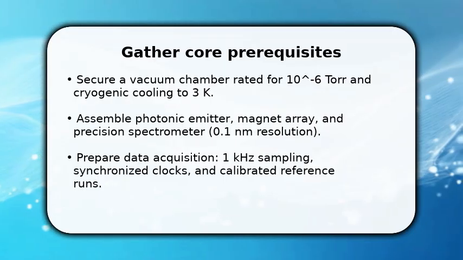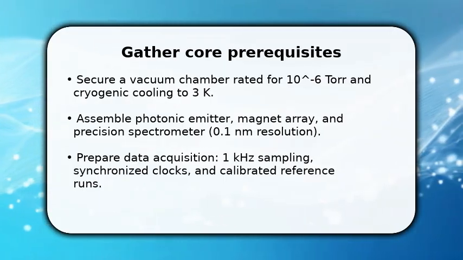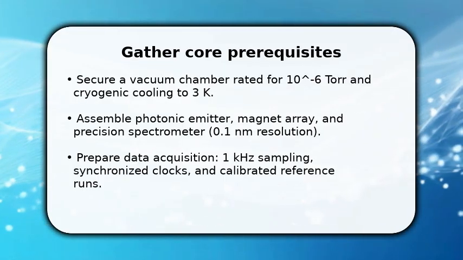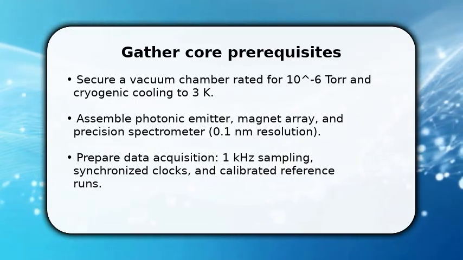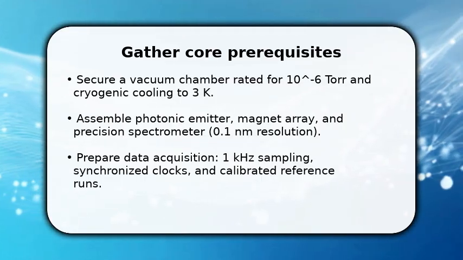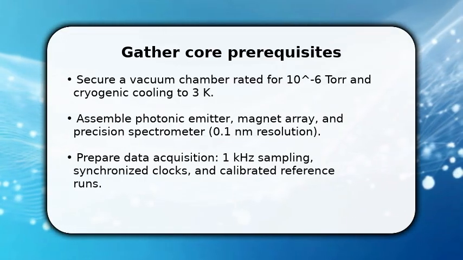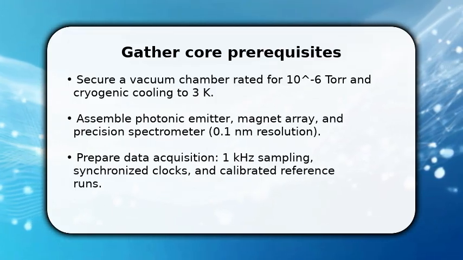You begin by confirming the core environment and instrumentation. Vacuum at 10.6 torr and cryogenic stability near 3K. Once done, mount the photonic emitter and align the magnet array to the experimental axis. This reduces stray fields and increases sensitivity.